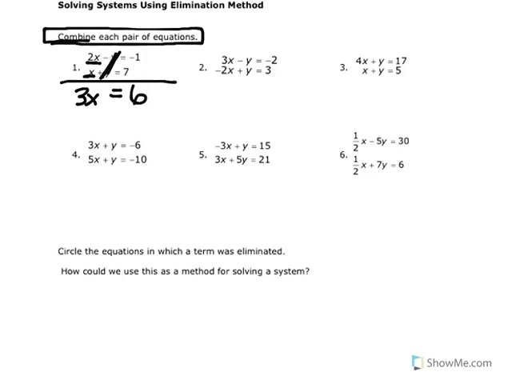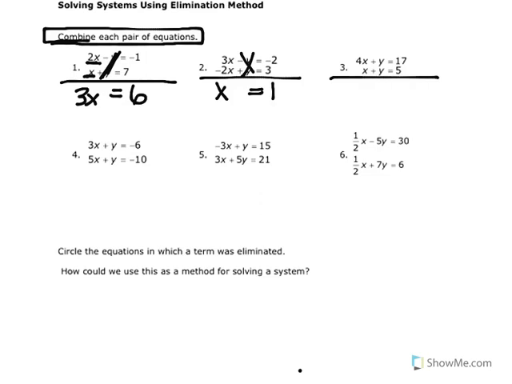Okay, let's try the next one. All we're doing is combining these equations. I have 3x minus 2x, so if I put 3x minus 2x, I have 1x. Then I have negative y plus y. Those cancel out. And then negative 2 plus 3 is going to equal 1. So we're just adding the two equations together, and so you'll notice the y disappeared.